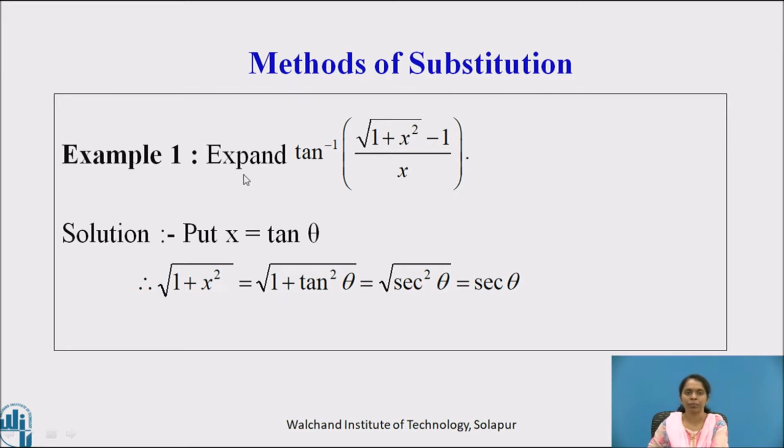Example number 1. Expand tan inverse of bracket, numerator square root of 1 plus x square minus 1, whole divided by x. Solution. Now we are going to use a trigonometric identity, so let us use the substitution x equal to tan theta. Therefore, the square root term, square root of 1 plus x square, becomes under root of 1 plus tan square theta, which is equal to under root of sec square theta, that is sec theta.